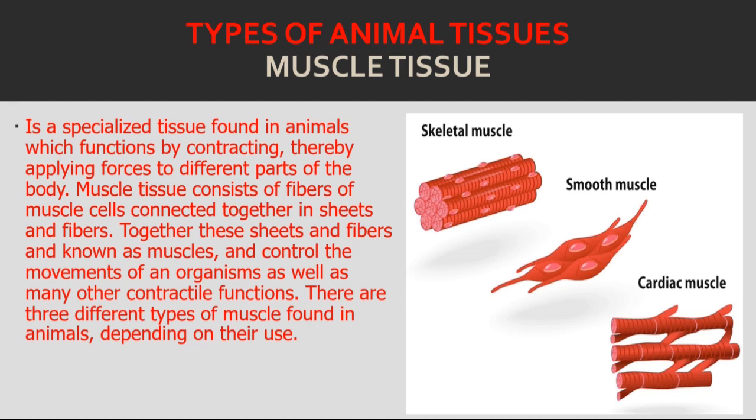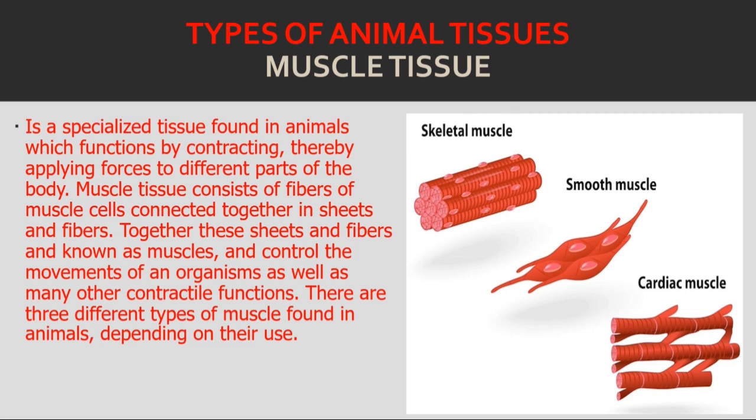So there are three types of muscle tissue: skeletal muscle, smooth muscle, and cardiac muscle. Now what is skeletal muscle? The muscle which is adjoined to your skeletal system. The smooth muscle is present mostly in your stomach, and the cardiac muscle is the muscle present in your cardiac system, meaning the heart.